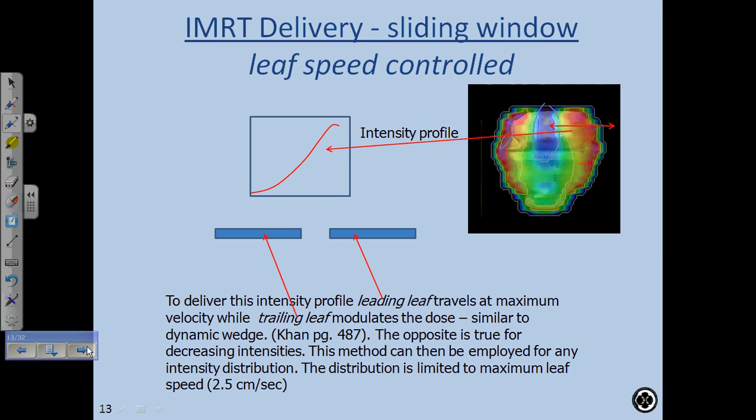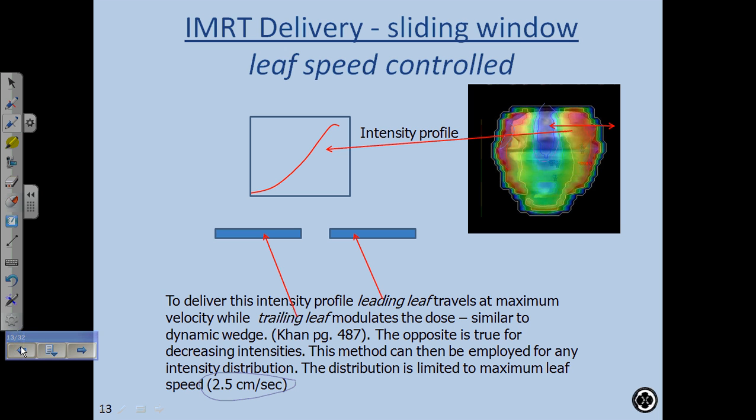Now, what's the limitation of this sliding window? The limitation is leaf speed. A leaf can go from zero, it can stop, but you want to run that leaf as fast as possible in some cases. Your limitation for Varian is 2.5 centimeters per second, which is pretty good. You can actually go like 4 or 6.